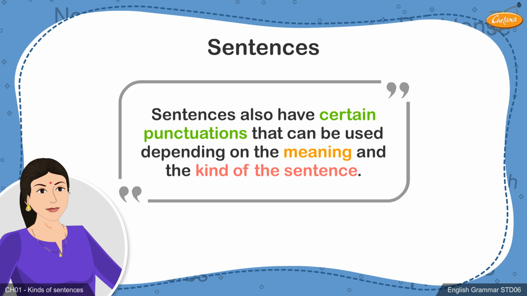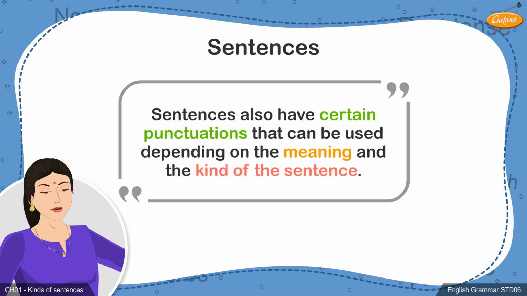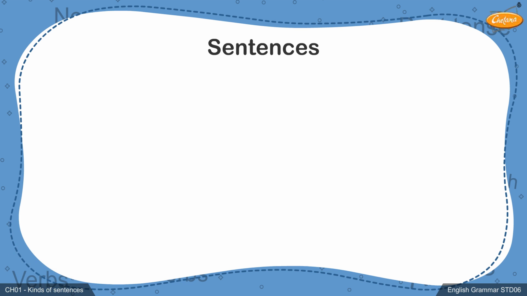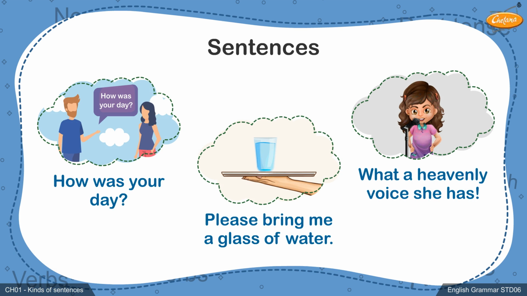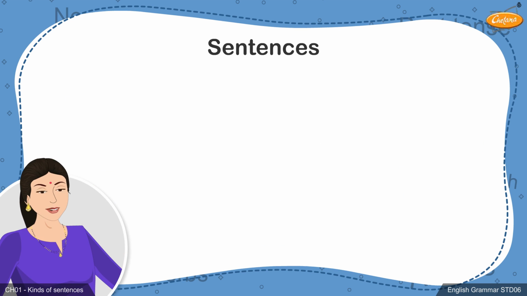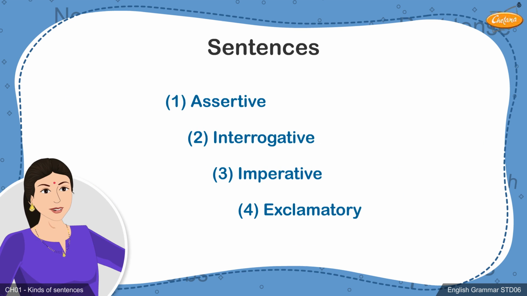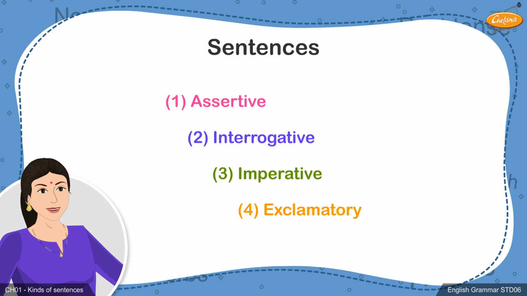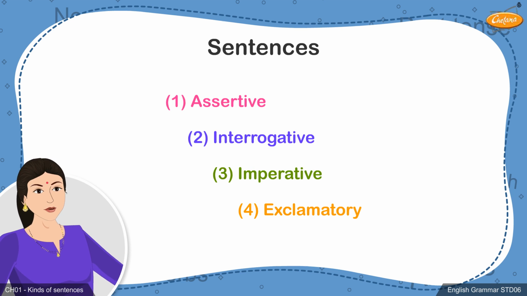Sentences also have certain punctuations that can be used depending on the meaning and the kind of the sentence. You can notice that each of the sentences given on the screen starts with a capital letter and ends with a different punctuation mark. Students, sentences in English can be divided into 4 kinds. These are assertive, interrogative, imperative, and exclamatory sentences. We will be learning in detail about each of these sentences.